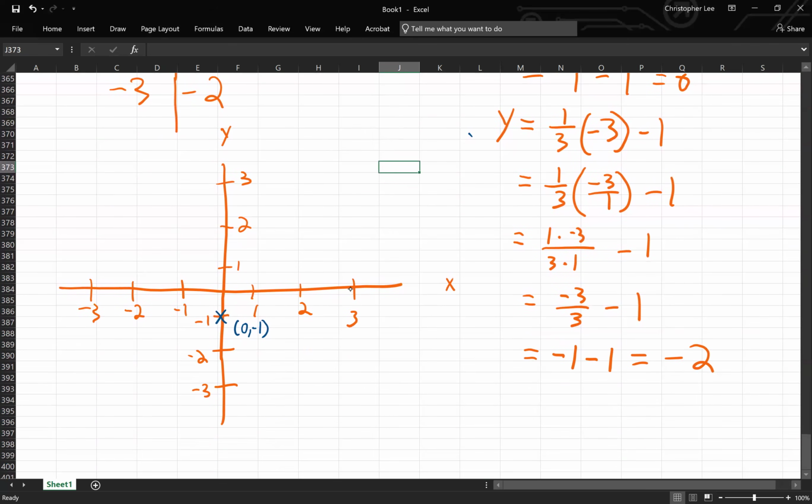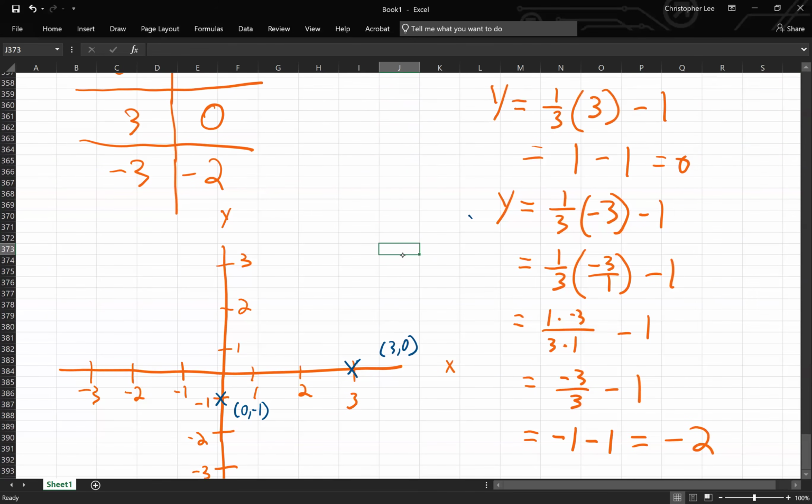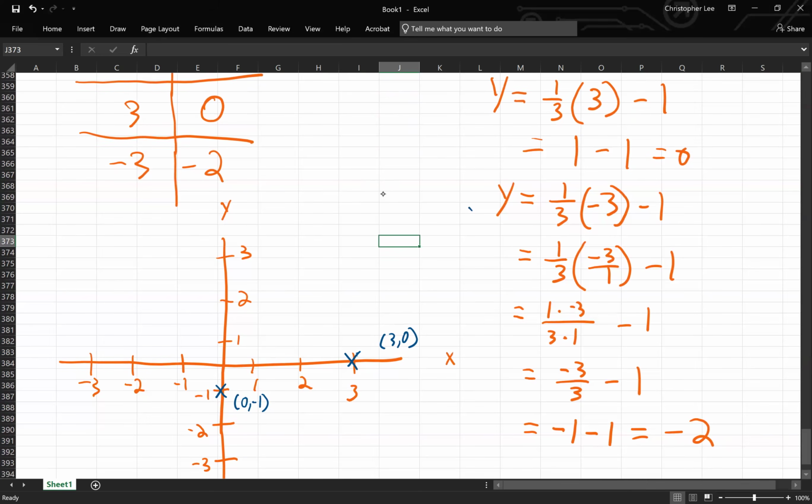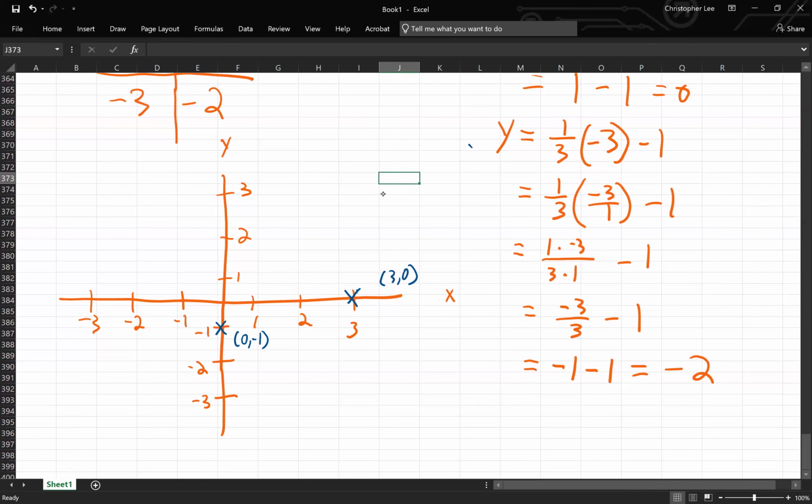So it's right here, 3, 0. All right. Now where's my next point? So my next point is -3, -2, right? So I'm going to go across the -3, go down to -2. So that's right here. This is -3, -2. All we have to do is just connect the dots, just like that. That's it.